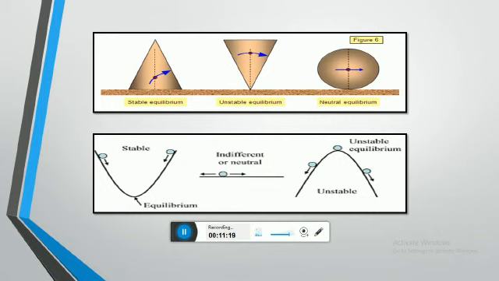So we can conclude that stable equilibrium is that equilibrium in which the body retains its shape or original position, and unstable equilibrium is that position where the body will not return back to its original position. And in neutral equilibrium, the body will be at the same height from the ground.